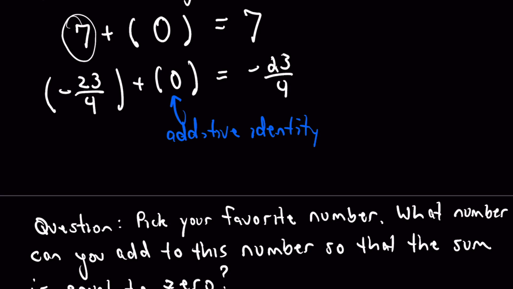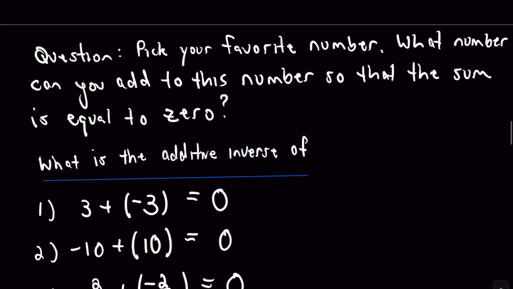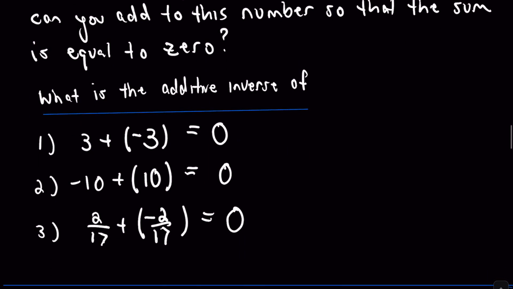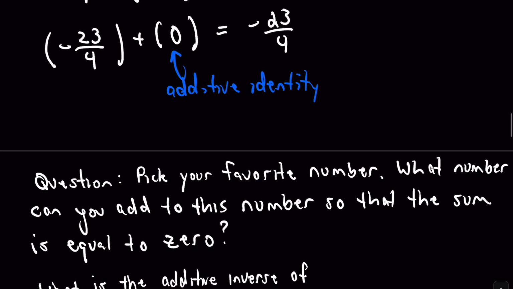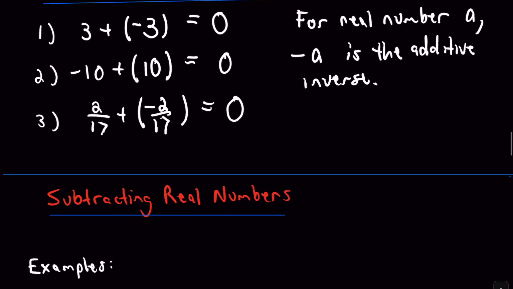So maybe this is worth pointing out. When we do what's known as the additive inverse, each number has its own unique, different additive inverse. So I'll say for the real number a, let's call it something generic, negative a is the additive inverse. Okay, and again, 0 is always the additive identity.